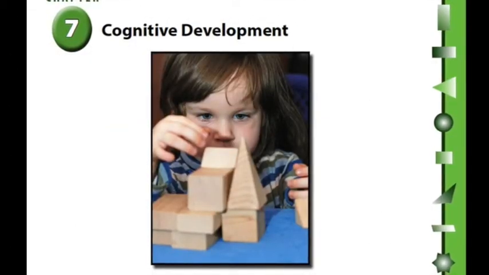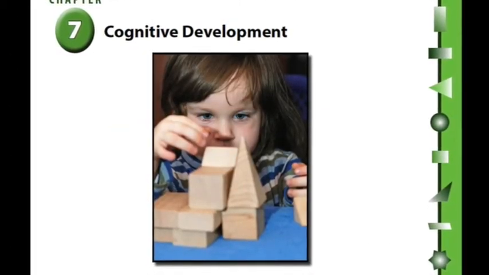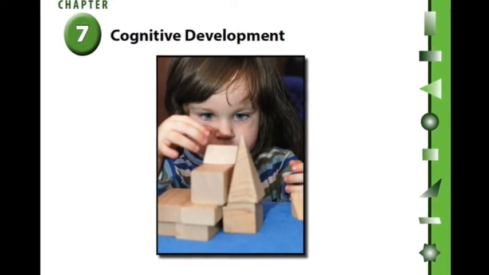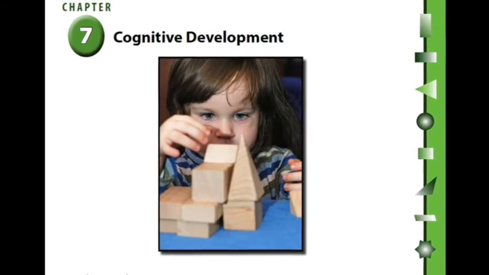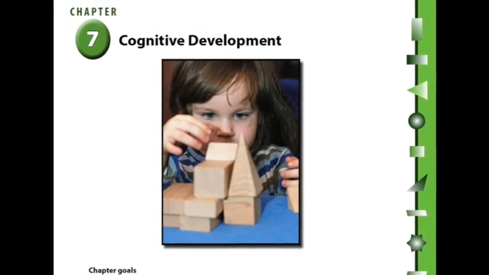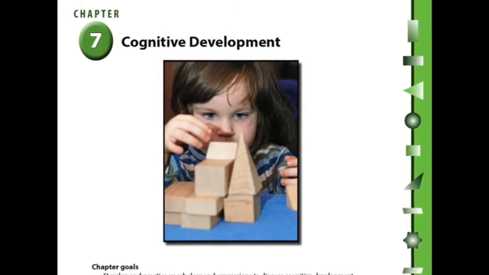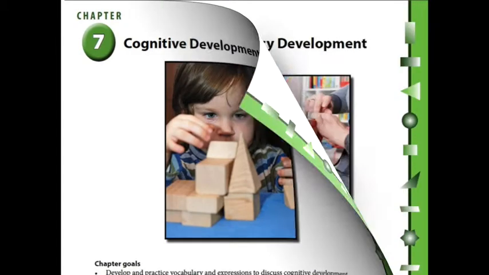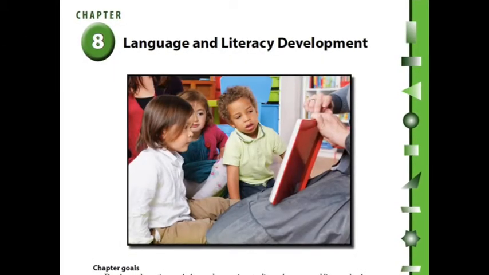Chapter 7. Cognitive Development. The chapter goals are to develop and practice vocabulary and expressions to discuss cognitive development, to recognize different kinds of knowledge and cognitive development, to reflect on a child's cognitive development, and to understand child assessment guidelines about causation.